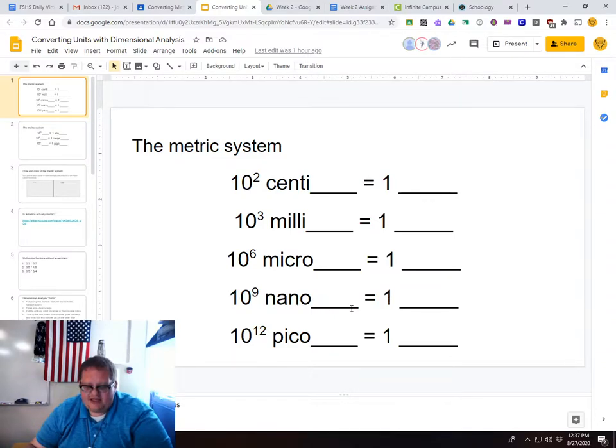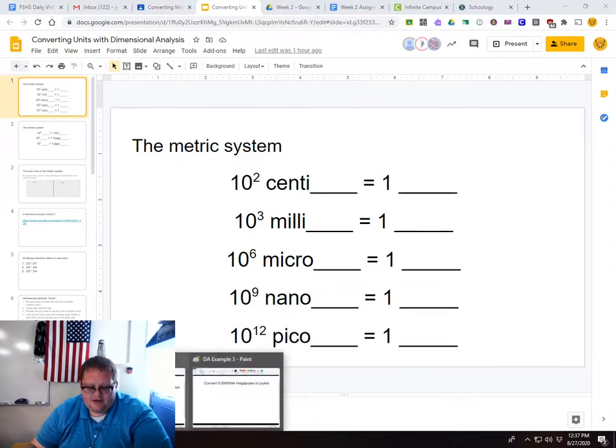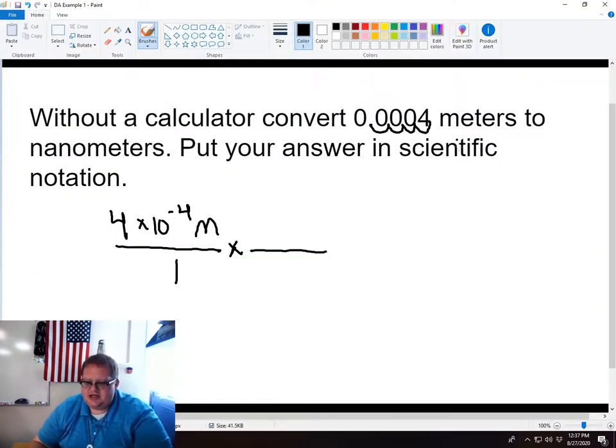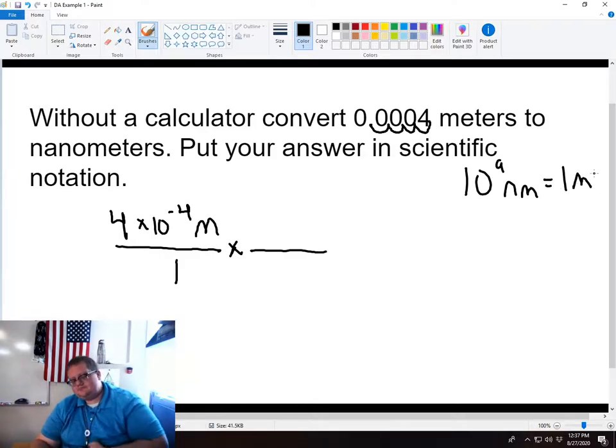And again, that blank is the base unit. In this case, the base unit is meters. So 10 to the 9th nanometers equals 1 meter. I'm going to remember that, and I'm going to write that right on my document here. So off to the side, 10 to the 9th nanometers, I'm using the abbreviation, equals 1 meter. So when I look at this, I do not want meter. I want nanometer, so I would like to cancel meter.